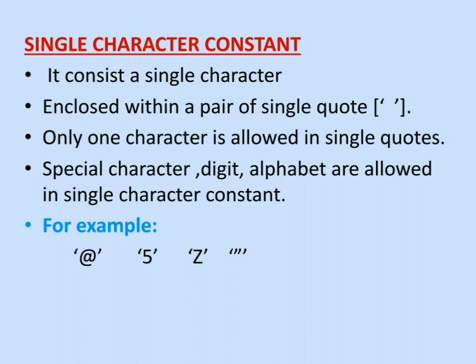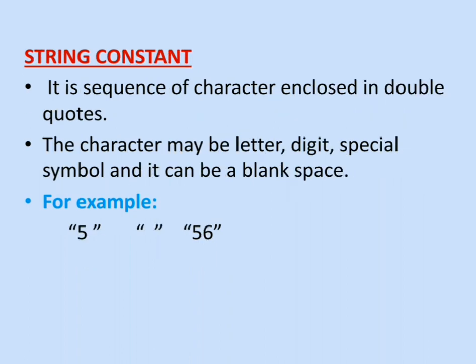Now let's see the character constant, and it is divided into two types, single and string. Single character constant. It consists of a single character enclosed within a pair of single quotes. Only one letter is allowed in single quotes. Special character, digit, alphabet are stored in a single character constant. For example, '5', 'Z'. String constant. It is a sequence of characters enclosed in double quotes. The characters may be letters, digits, special symbols, and it can be a blank space. For example, "5 56".